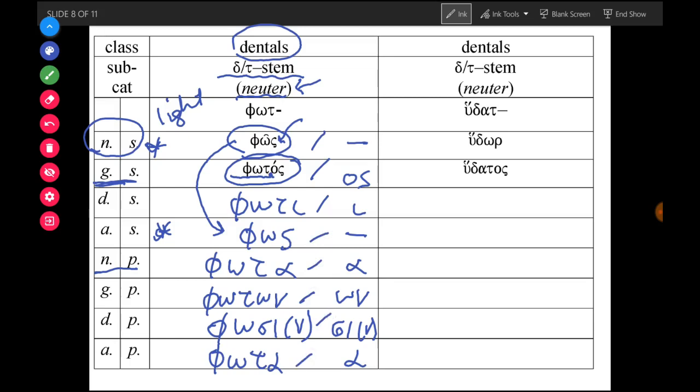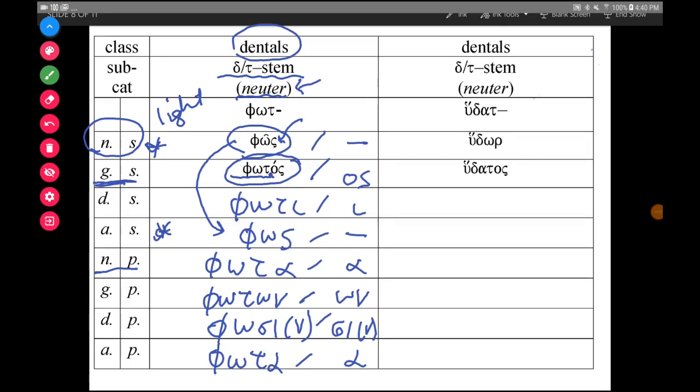Let's look at another example. We also have another example of the dental stem, which are neuter nouns, but they're not the same as the mat stem, with the word hudor, which means water in Greek. Though not quite a transliteration, the Latin hydro is in fact based on the Greek word hudor, which means water.